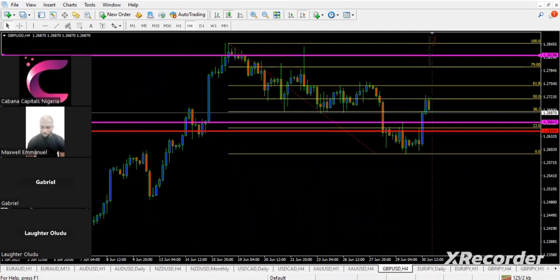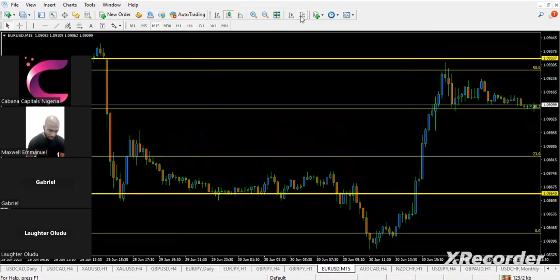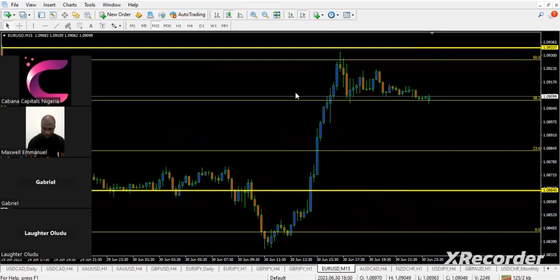Let's look at which other pair. Euro USD. If there's any pair you want us to look at, please drop it in the comments space.